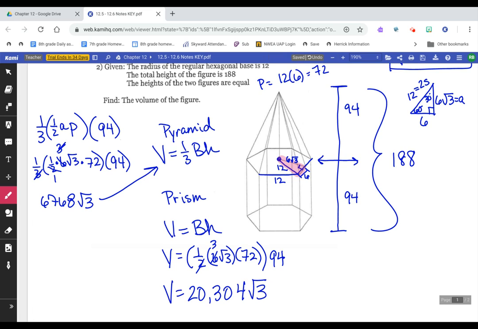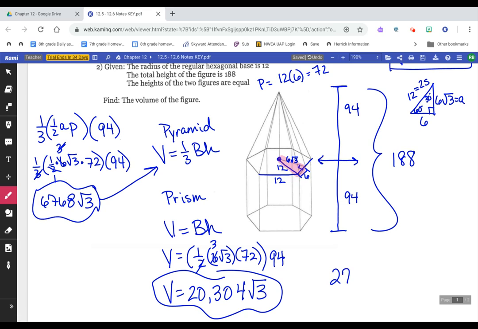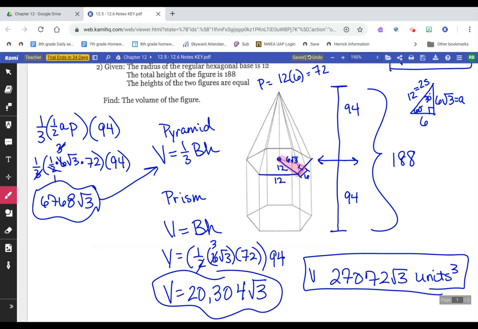And since we're asking for the volume of this whole figure, we would have to add the volume of the pyramid to the volume of the prism. And when you add those, they are like terms. So 6,768 plus 20,304 gives you 27,072√3, and it's units cubed. Okay.